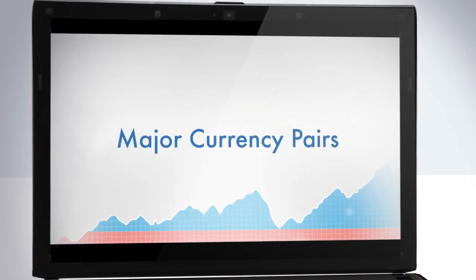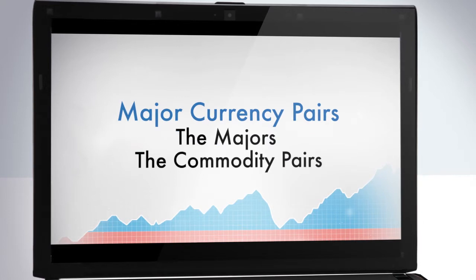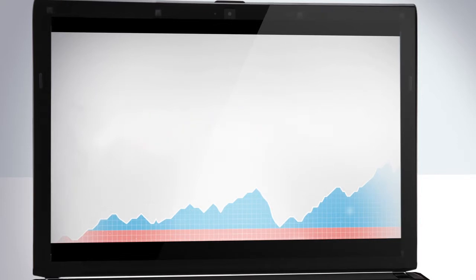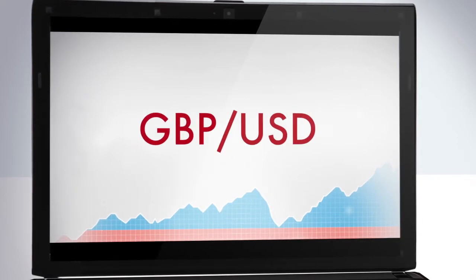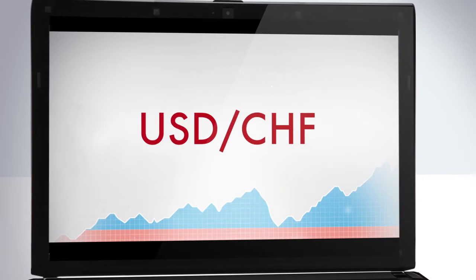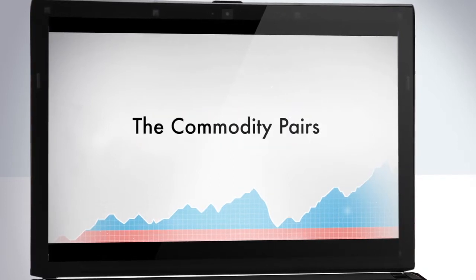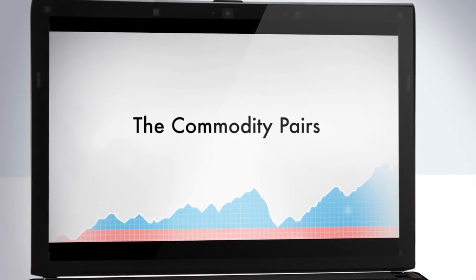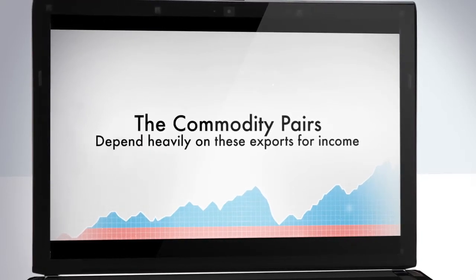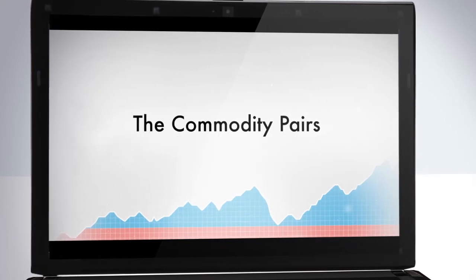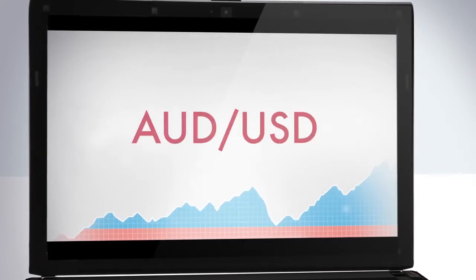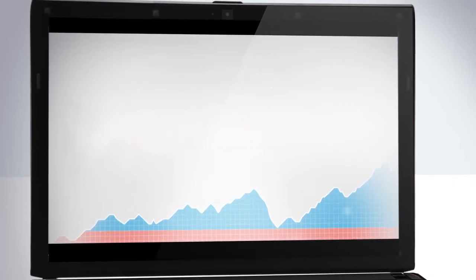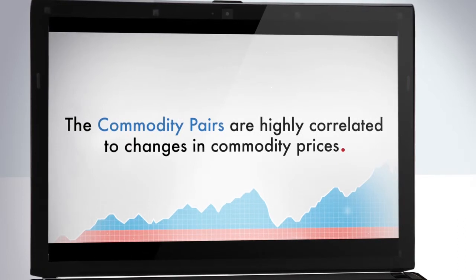Major currency pairs are further divided into the majors and the commodity pairs. The majors consist of Euro versus US dollar, US dollar versus Japanese yen, Great British Pound versus US dollar, and US dollar versus Swiss franc. The 3 commodity pairs consist of major currencies that possess large amounts of commodities and natural resources and which therefore depend heavily on these exports for income. These commodity pairs are the US dollar versus Canadian dollar, Australian dollar versus US dollar, and New Zealand dollar versus US dollar. These pairs are highly correlated to changes in commodity prices.